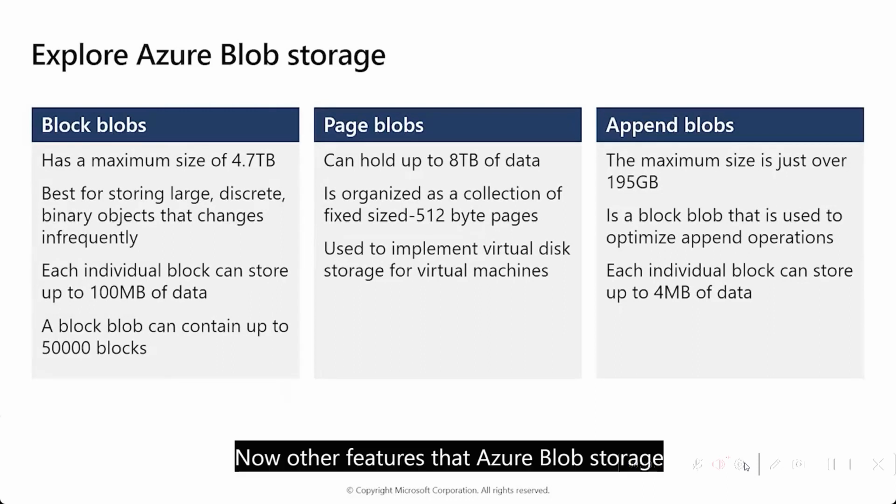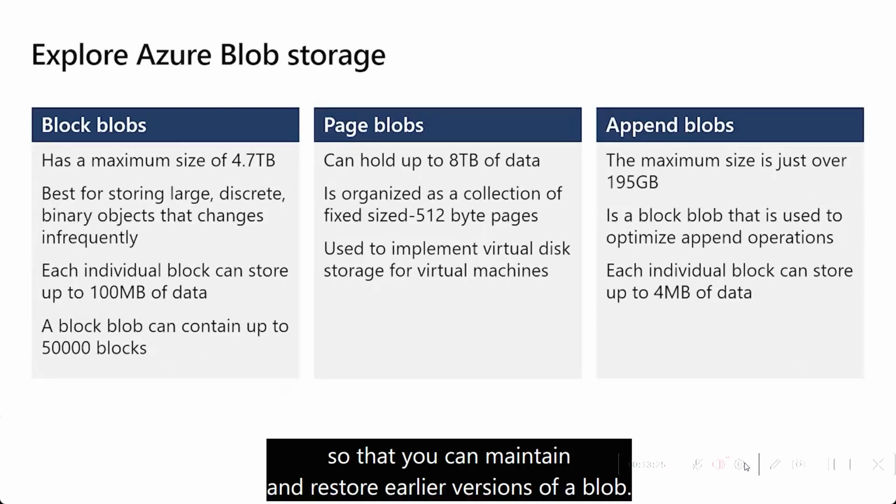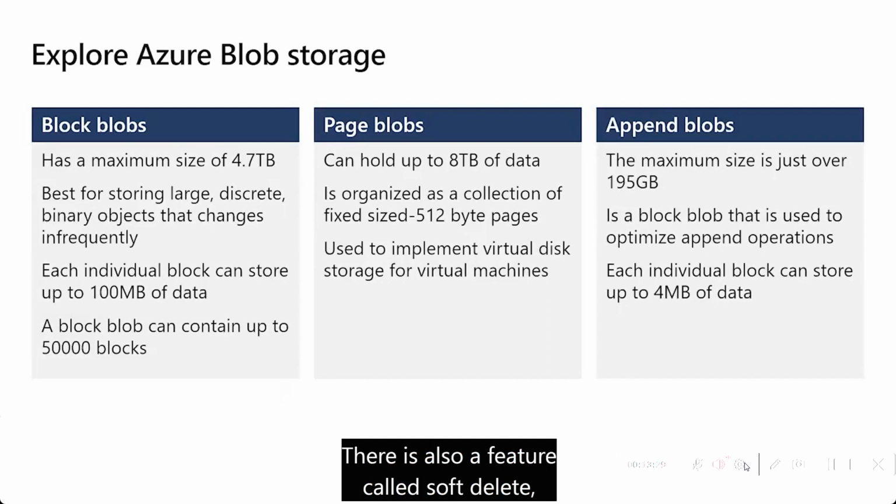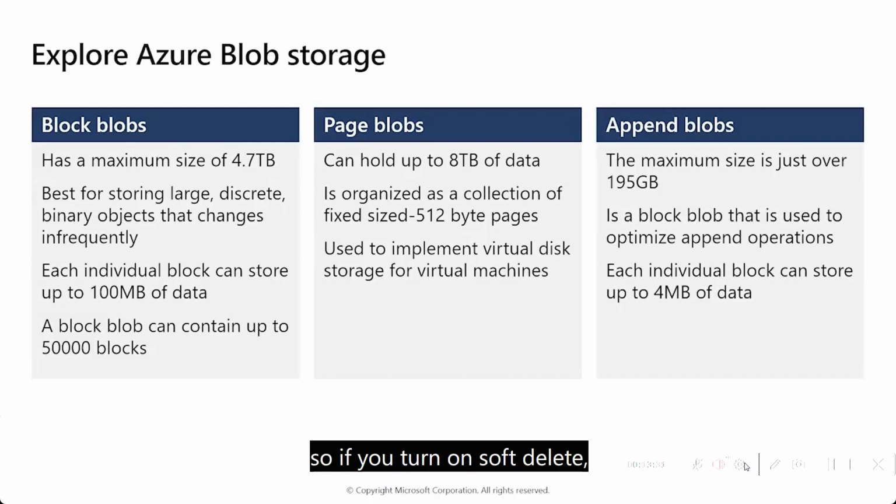Now, other features that Azure Blob Storage supports include versioning, so that you can maintain and restore earlier versions of a blob. There is also a feature called soft delete. If you turn on soft delete, this will enable you to recover any blob that has been deleted or overwritten or removed by accident or by mistake. There's also a feature called snapshots. A snapshot is a read-only version of a blob at a particular point in time.